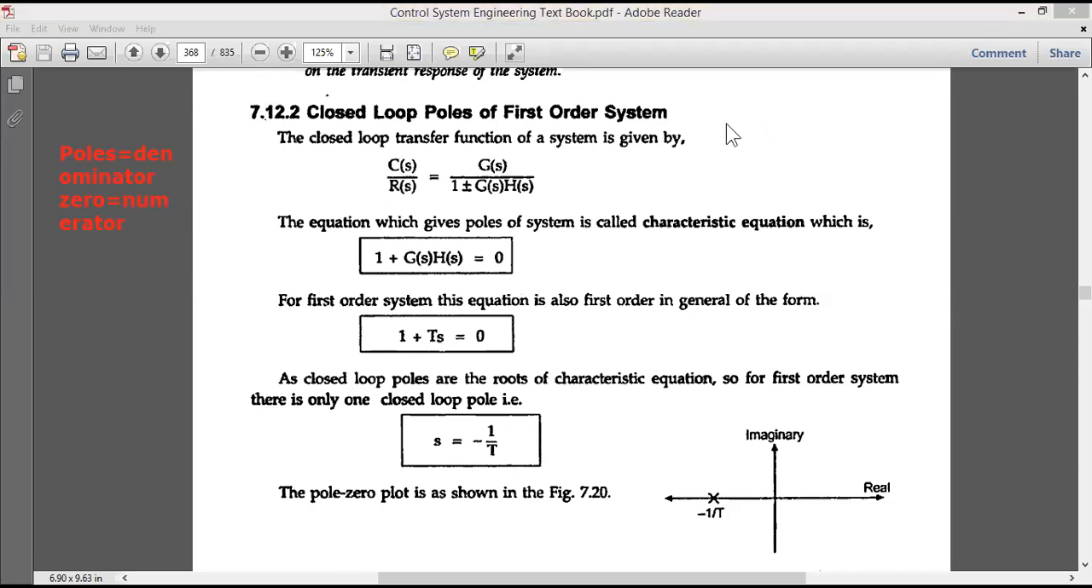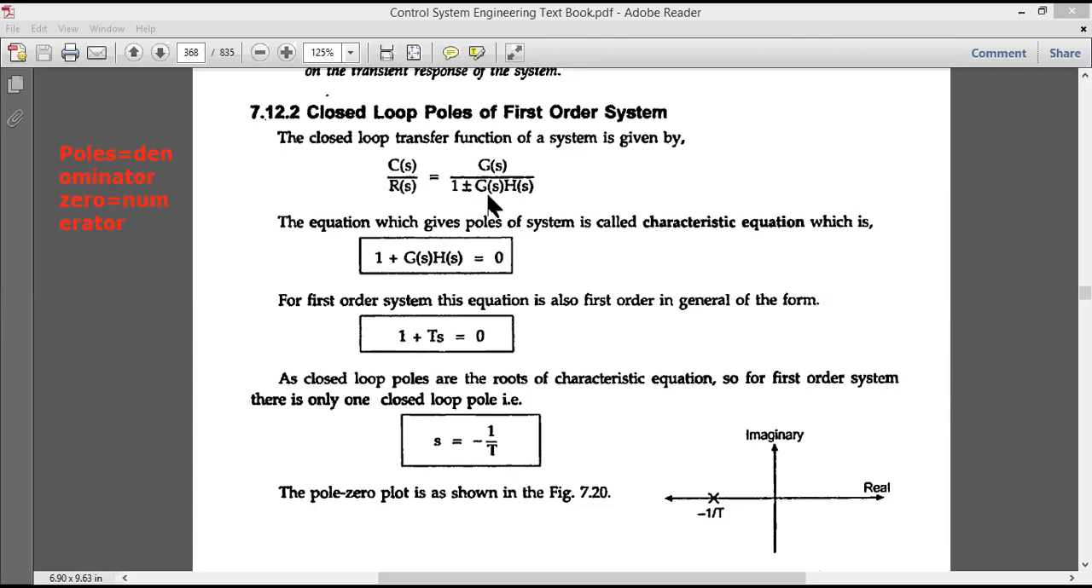So based on these poles and zeros, we will try to study the basic concepts of the first order systems and what we mean by the characteristic equation. We can define the characteristic equation as the equation which gives the poles of the system.